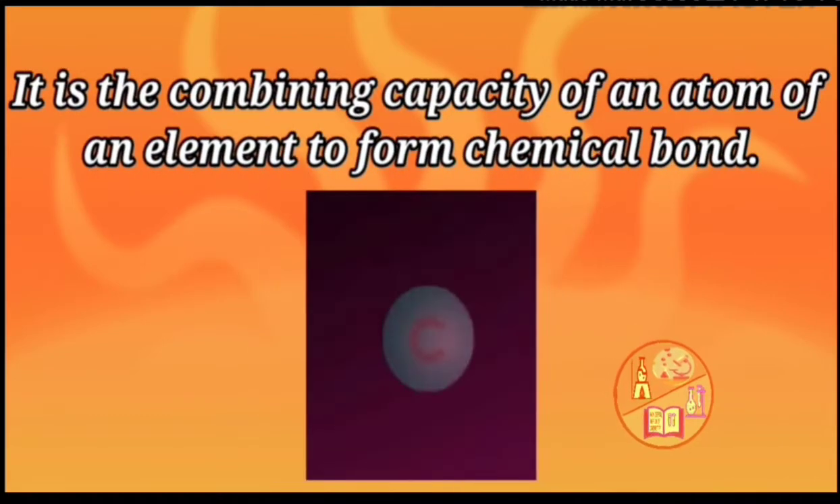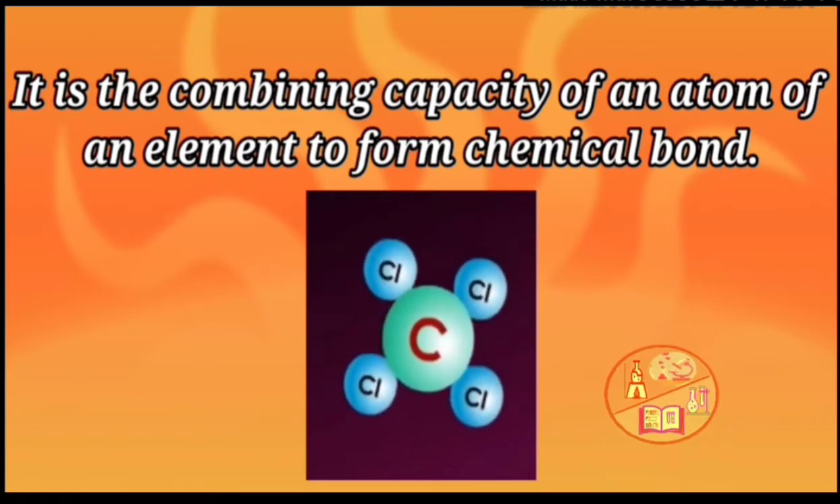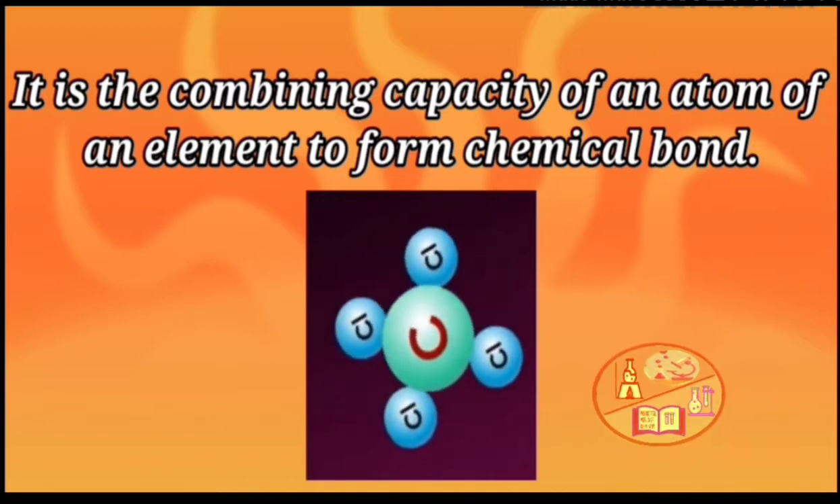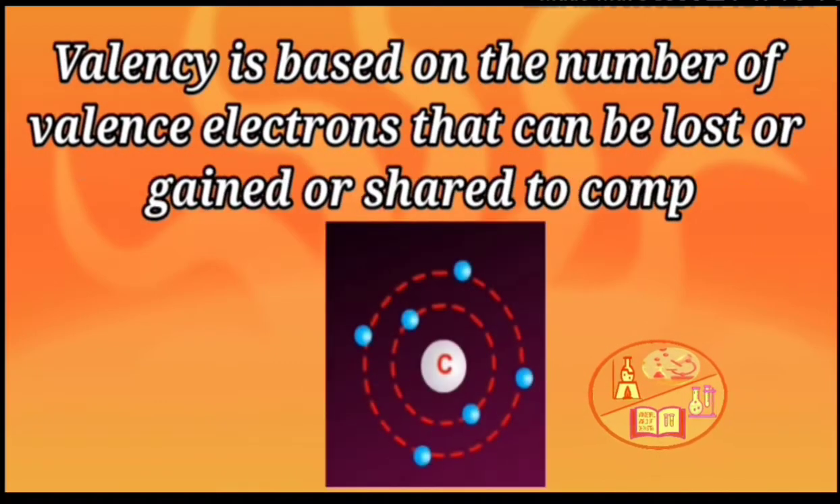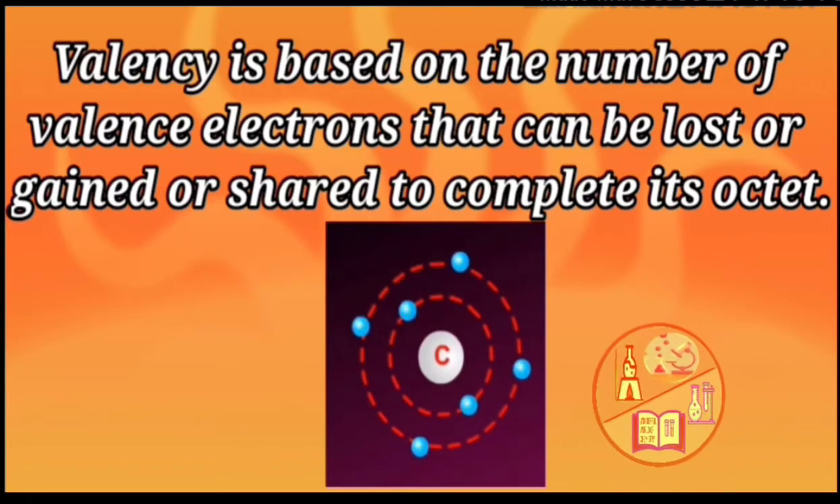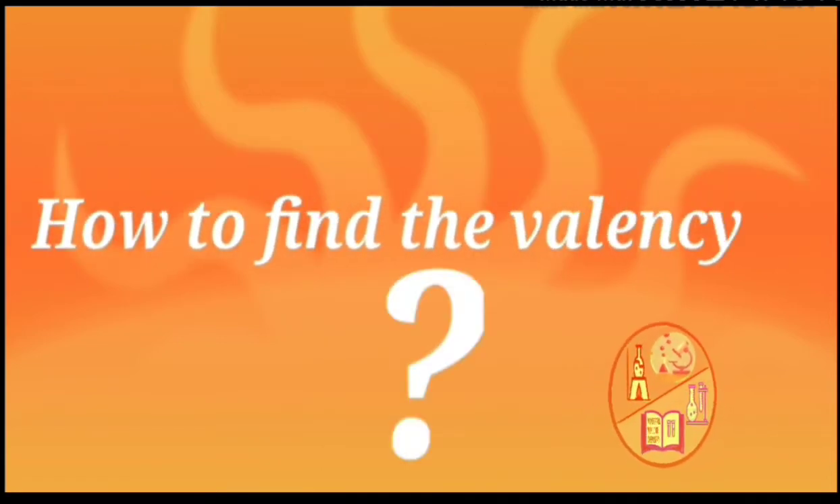Now let's know about valency. It is the combining capacity of an atom of an element to form the chemical bond. Or it can also be defined as the number of valence electrons that can be lost or gained or shared to complete its octet. Now, we understood what valency is, but the important question arises is how to find it.